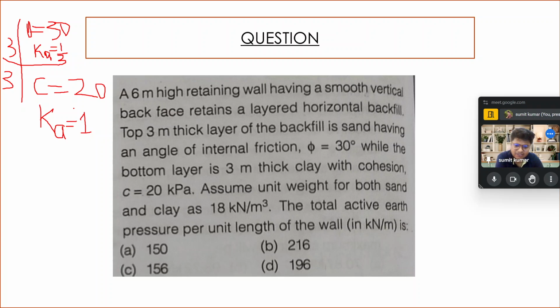Assume the unit weight for both the sand and the clay is 18 kilonewton per meter cube. So the total active earth pressure per unit length: basically, they are asking about the area when we draw the earth pressure diagram for the active earth pressure. So first of all, for the first layer, K gamma z: I write 1 by 3 as K, and gamma is 18 into Z.